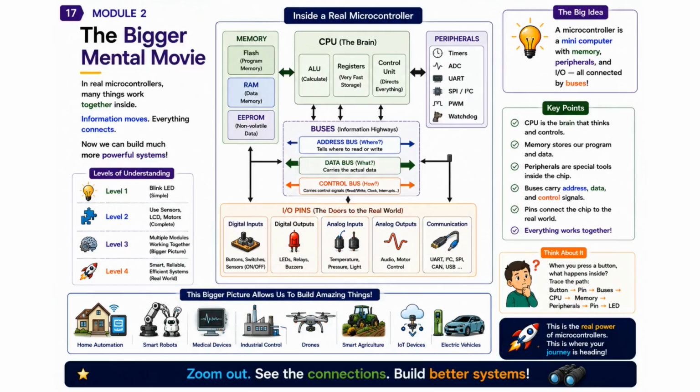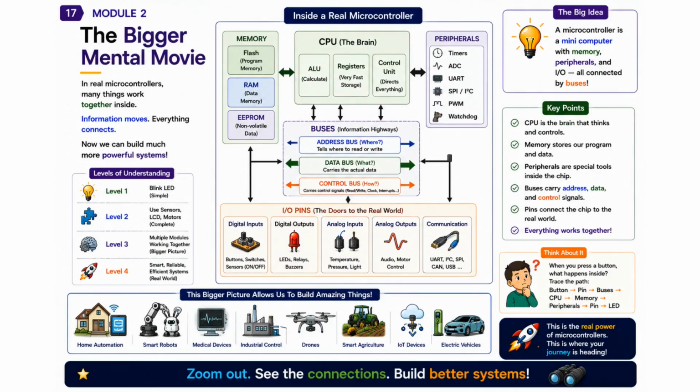On one side, we have memory. Flash memory stores our program. RAM stores temporary data and variables. And EEPROM stores important information that must survive even when the power is turned off.